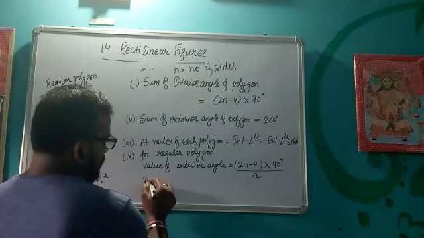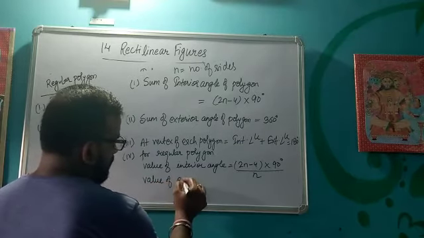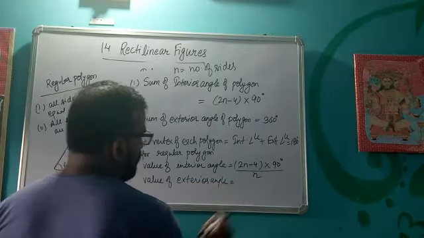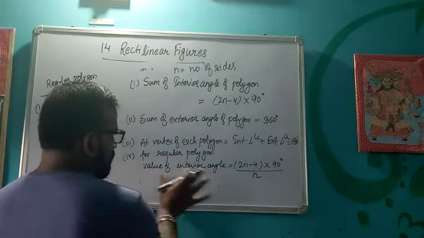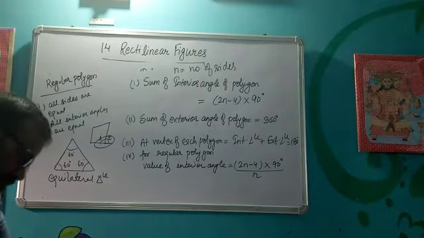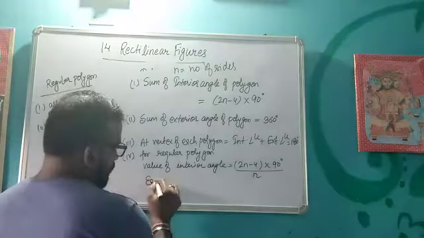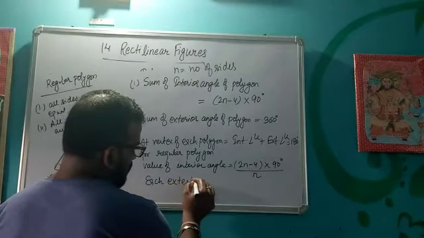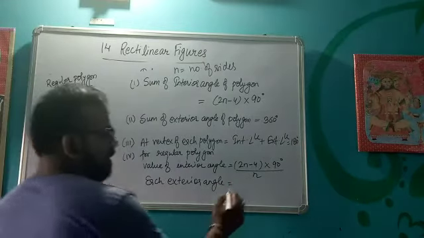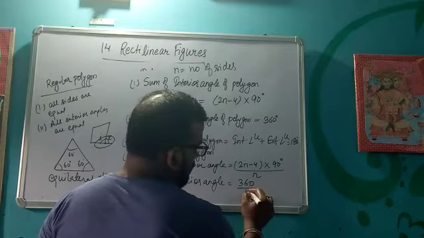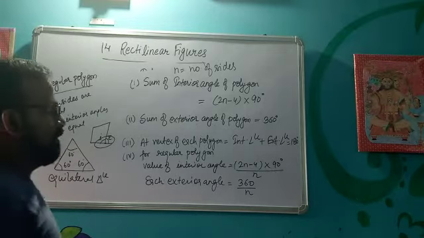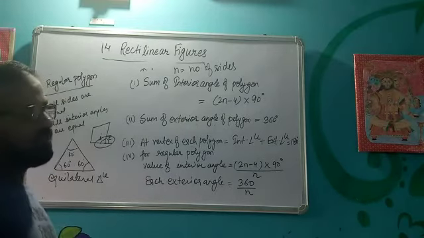Then if you want to find the value of each exterior angle, what is the sum of exterior angles of a polygon? 360 divided by n, that is the number of sides. So these are the few formulas that we will use to solve the questions of the first exercise.